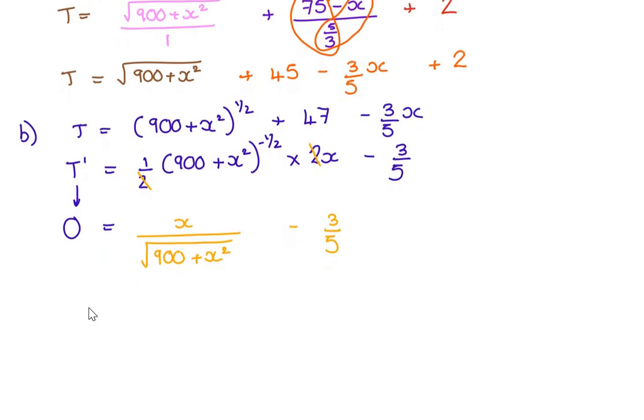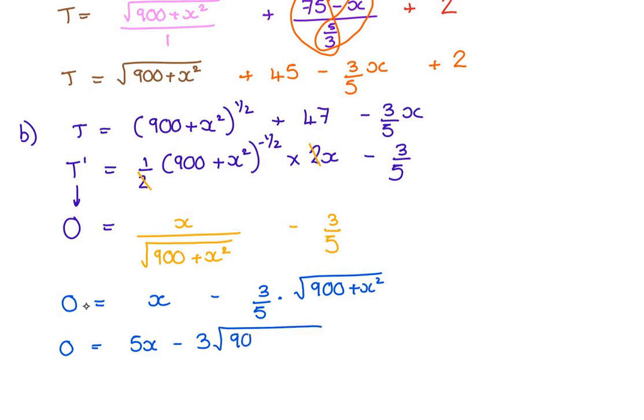Well, I'd probably multiply out by that root, really. So 0 times the root is 0. If I multiply by that root there, it disappears. So I basically get minus 3 over 5 times this root. Now, I would probably also, in this case, multiply by 5, to make my life a bit easier. So still 0, multiply by 5, so it's 5x minus 3 root 900 plus x squared.